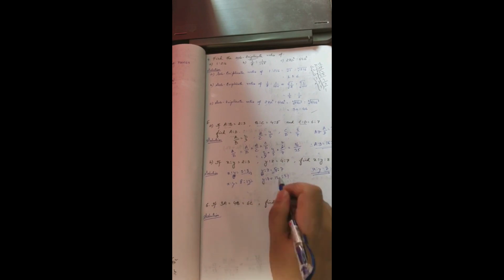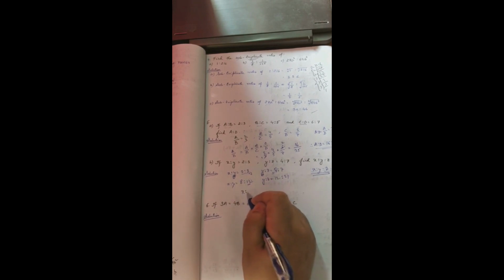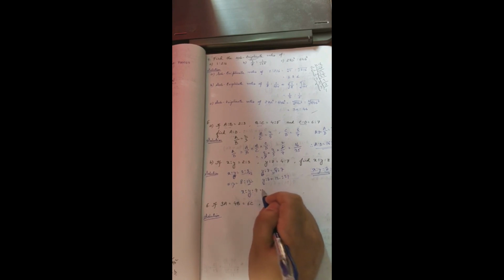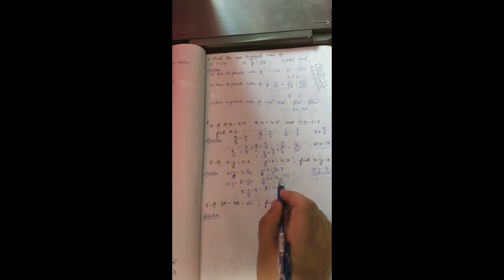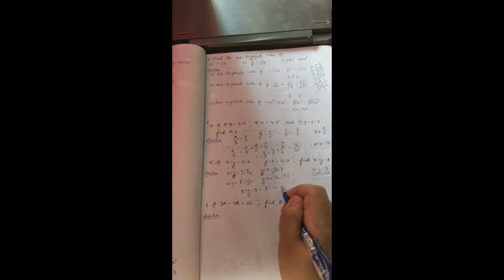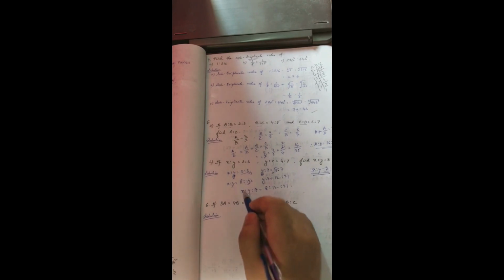Value of y is 12, here also y is 12, so x is to y is to z will be 8 is to 12. So now we don't have any problem, both the values are same, so 8 is to 12 is to 21. So we got the value of x is to y is to z. I hope it's clear.